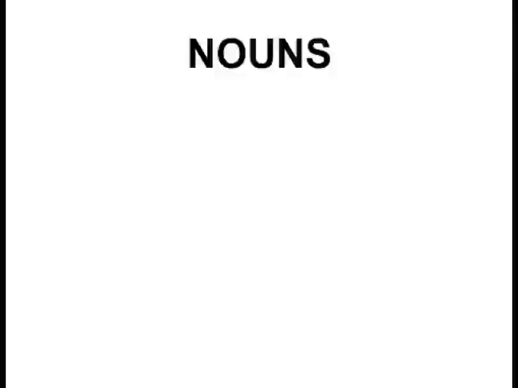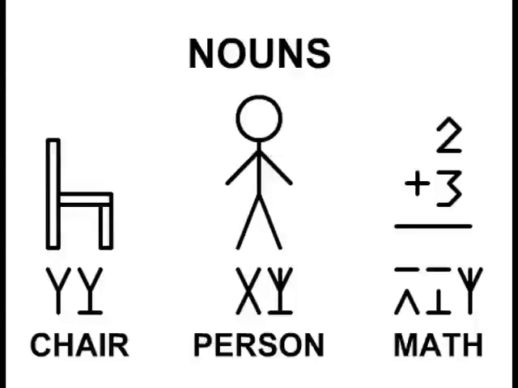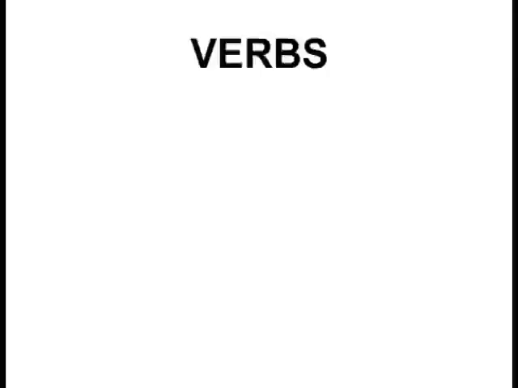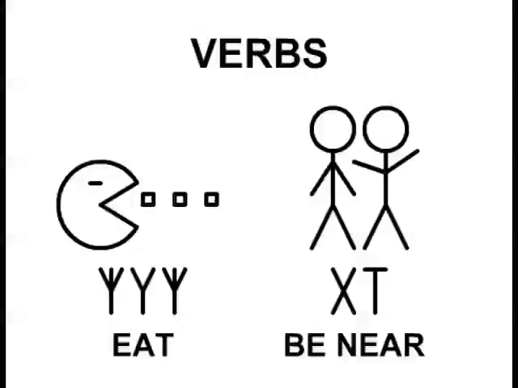Rule 2. Nouns behave the same as they do in English. Examples of nouns include gige, chair, gake, person, and rareku, math. Rule 3. Verbs represent actions or relationships. Examples include kigiki, to eat, and gati, to be near.